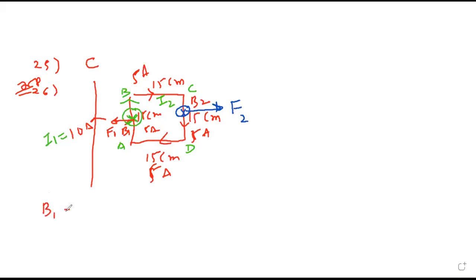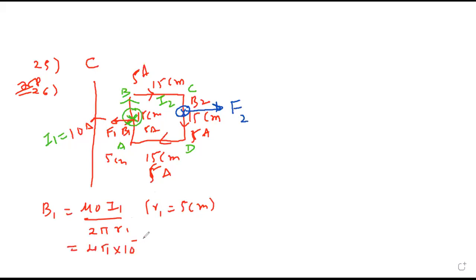Now B1 will be mu naught I1 upon 2 pi R1. R1 is 5 centimeter. That will be 4 pi into 10 raised to minus 7, I1 is 10, upon 2 pi into 5 into 10 raised to minus 2. 5 into 2, 10 cancel, 5 cancel. So it will be 4 into 10 raised to minus 5.